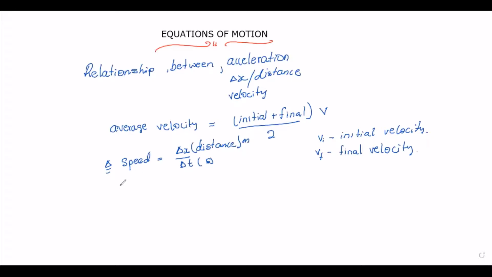We also have velocity, which is change in displacement over change in time. This one is a vector. Displacement is a vector, while distance is a scalar quantity.